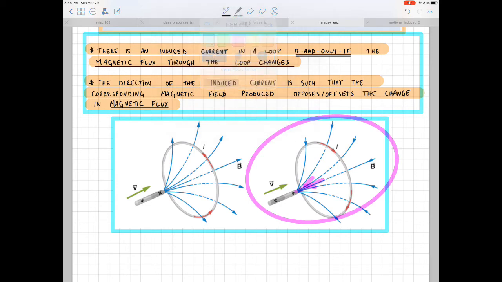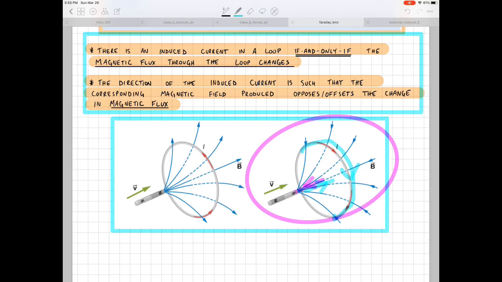That means we need an induced B field that offsets that increase, so we need an induced B field pointing in that direction. Well, how do we get a B field pointing in that direction? We need the current in the loop to be going that way.